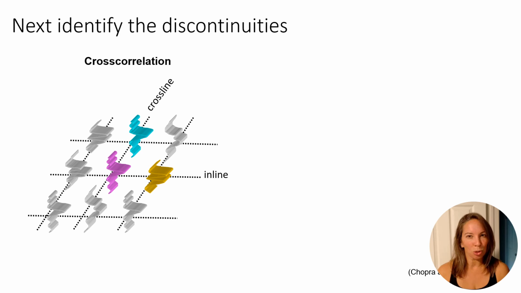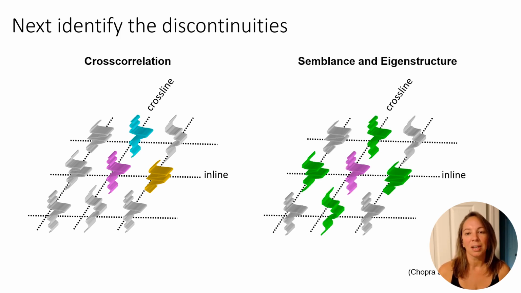So next comes the crucial part: identifying discontinuities. So we do this with a coherence method that calculates the similarity between the adjacent traces and identifies where abrupt changes occur. And so this will end up creating a similarity volume that highlights the faults, it'll highlight channels, and it'll highlight other stratigraphic boundaries. And these are all of the different features that we need to preserve in our filtering.